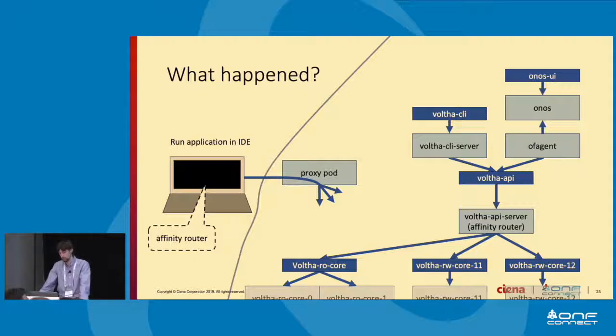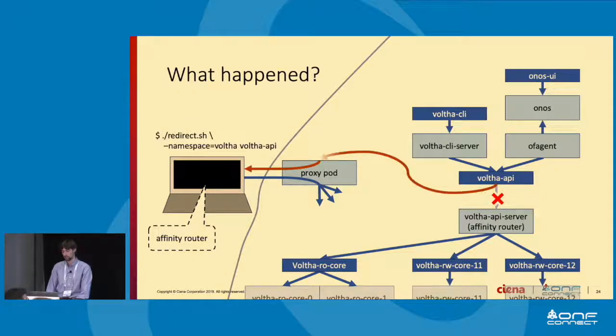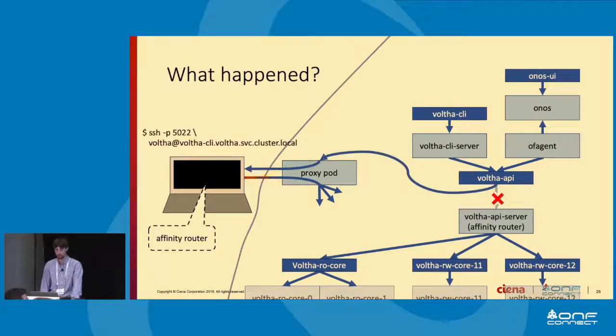So to go through what happened, we run the affinity router. This is the component I've pulled out. What exactly it does, not super important. But I run that on my laptop. Then I set up forwarding from the proxy pod back to my laptop, and then I redirect the service, this Volta API service, to the proxy pod, and so it comes back to my laptop.